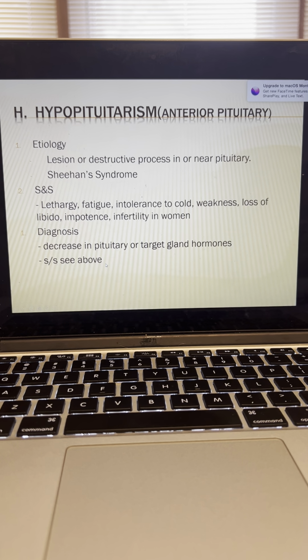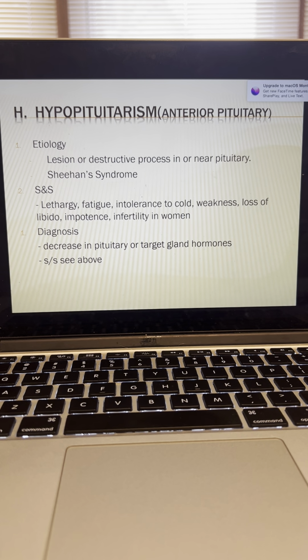Okay, hypopituitarism. This is of the anterior pituitary, and then the rest of our lecture notes will be based on the posterior pituitary. So etiology for some type of anterior pituitary issue would be a lesion or destructive process in or near the pituitary. We call it Sheehan syndrome. This is a postpartum necrosis. The pituitary suffers an infarct during or almost immediately after some type of postpartum or delivery procedure.